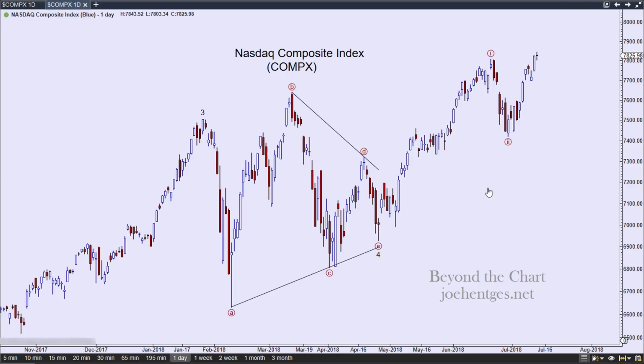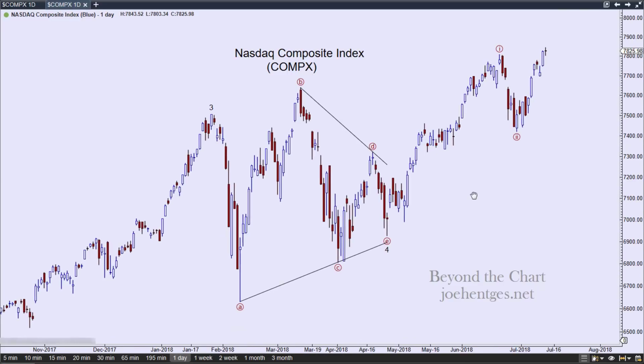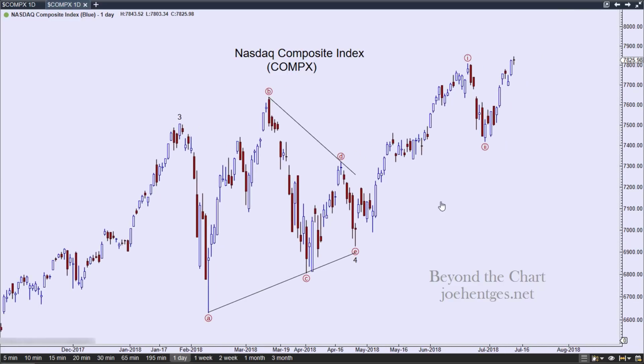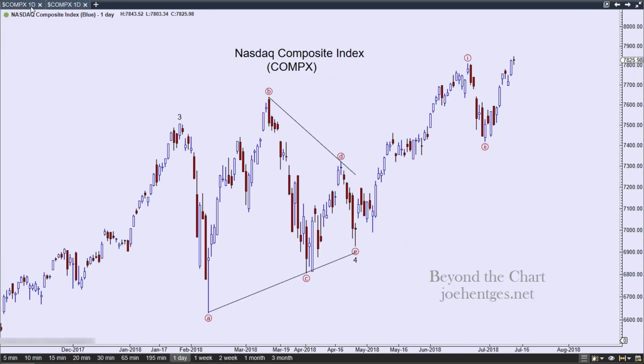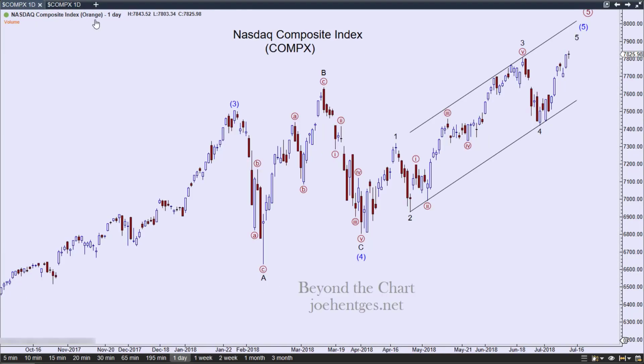So anyway, this is the alternate count, and I just like the looks and the feel of the primary count that I've got. The preferred count's my orange count. I use orange and blue because those are the colors of my alma mater, University of Illinois Fighting Illini. All right, so this is the picture.